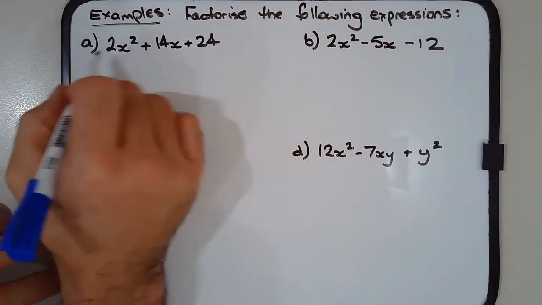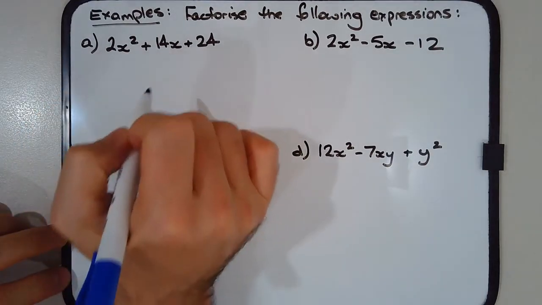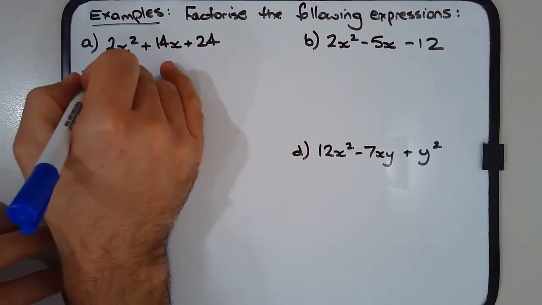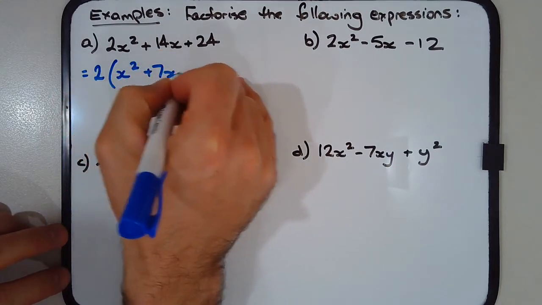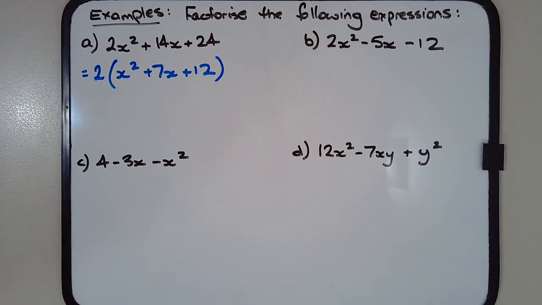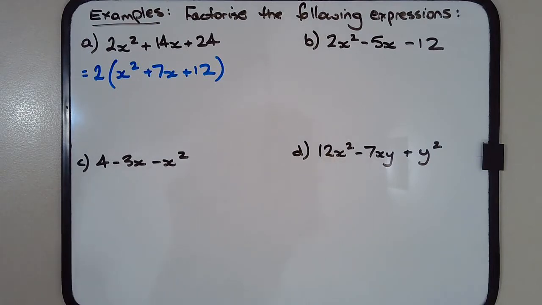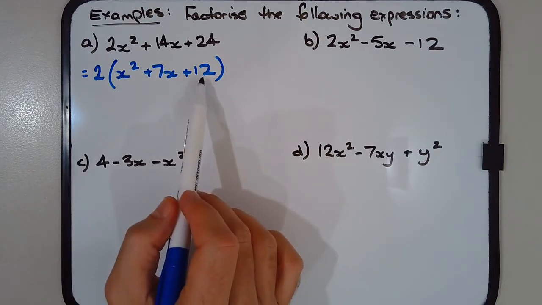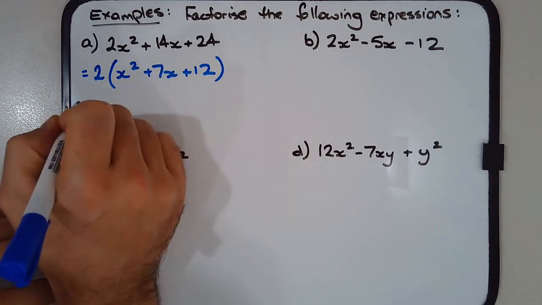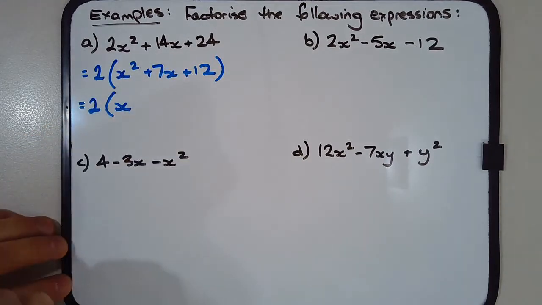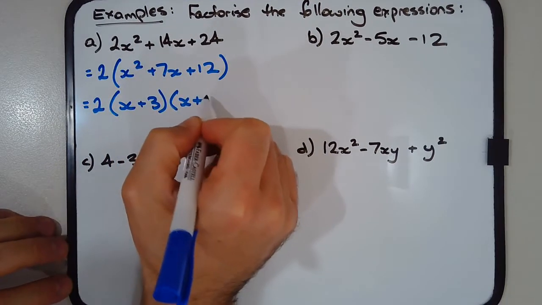So let's see. In fact, all the coefficients there are even. The coefficient of x squared is 2, coefficient of x is 14, and the constant term is 24. So why don't we take out the highest common factor, which is 2, and then we're left with x squared plus 7x plus 12. Now, x squared plus 7x plus 12 is monic, which means that we just need to find two terms that when you multiply them together, you get positive 12, and when you add them together, you get positive 7, and that's obviously 4 and 3. So we can integrate those as part of our solution. So that's going to be 2 times x plus 3, x plus 4.